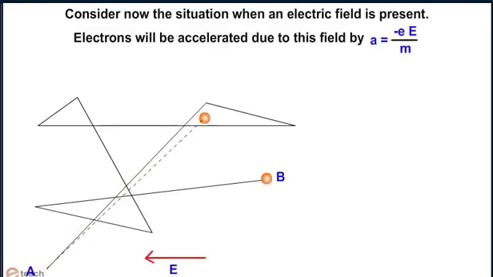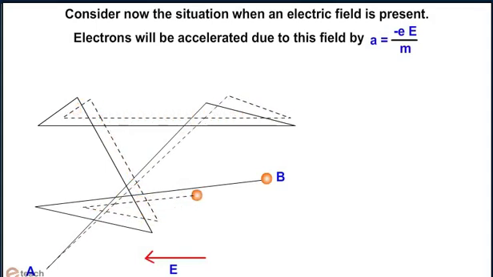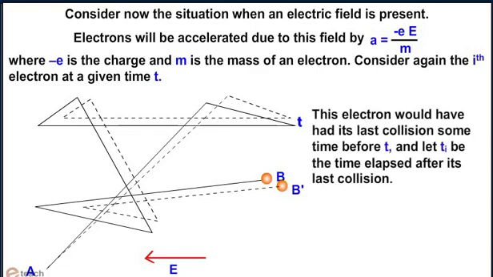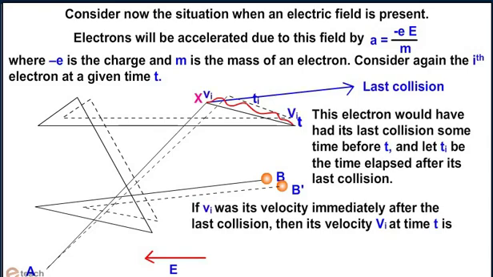Consider now the situation when an electric field is present. A force will be experienced by electrons in the direction opposite to the direction of electric field, and electron starts accelerating by a is equal to minus eE by m. Minus sign shows that direction is opposite to the direction of electric field.